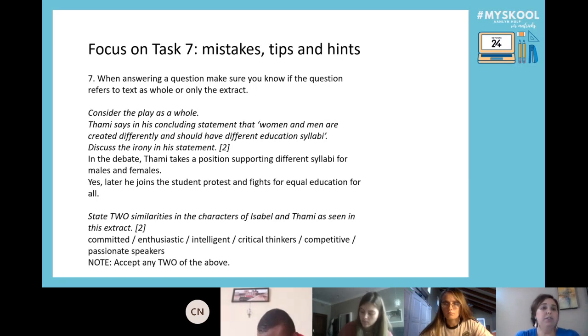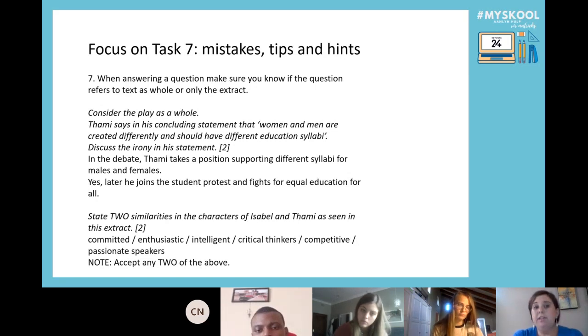Here's an example of such a question. Consider the play as a whole. Tommy says in his concluding statement that women and men are created differently and should have different education syllabi. Discuss the irony.